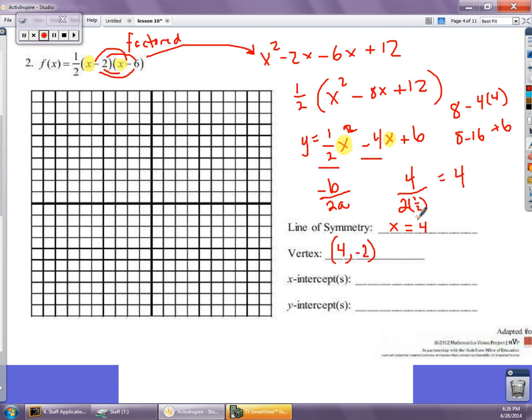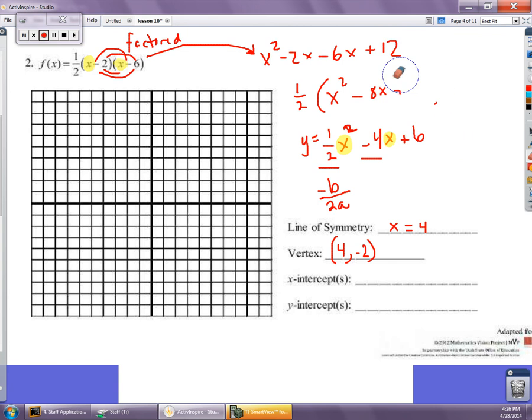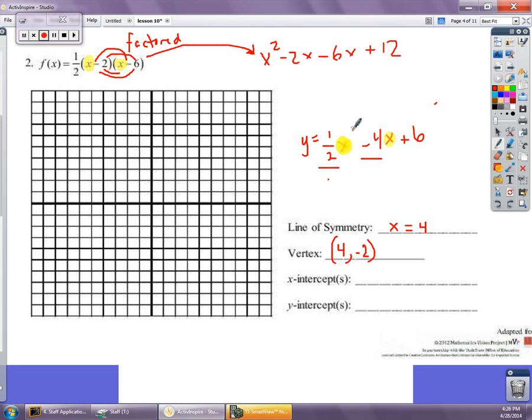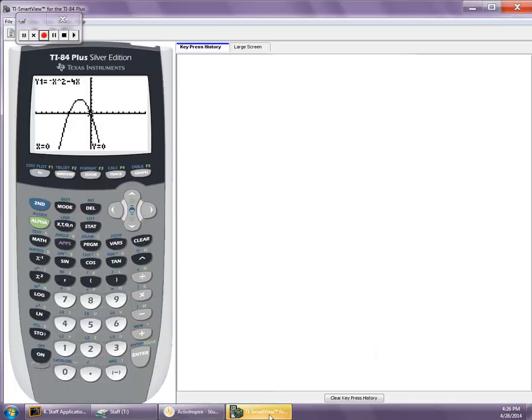If I wanted to find the vertex without using this formula, negative b over 2a, and I'm going to go ahead and erase it right now, so make sure you rewind back if you need it. But if I wanted to do it from the beginning, I can put my original equation, either the one in factored form or the one in standard form, into my calculator.